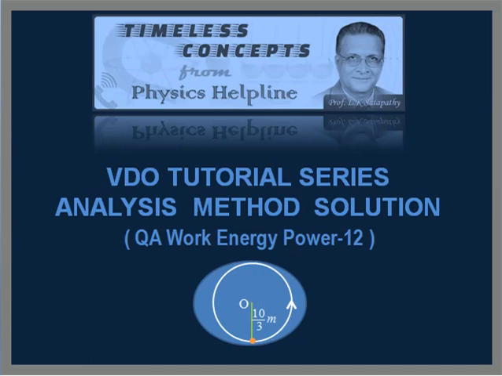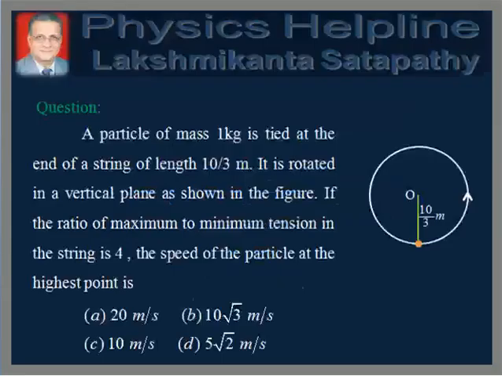In this video tutorial, we will discuss a multiple choice question on motion of a particle in a vertical circle. The question is as follows. A particle of mass 1 kg is tied at the end of a string of length 10 by 3 meters. It is rotated in a vertical plane as shown in the figure.